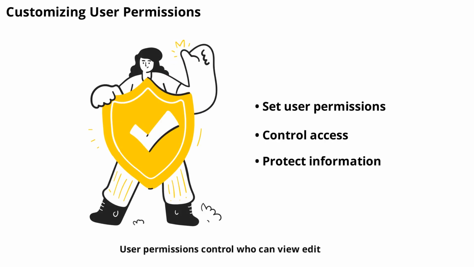User permissions control who can view, edit, or manage different parts of your project. In your ATS, you can set permissions based on roles or individual users. For example, project managers might have full access, while contributors can only update their own tasks. Customizing permissions protects sensitive information and ensures everyone has the right level of access. Review your team's roles and adjust permissions as needed for your project.